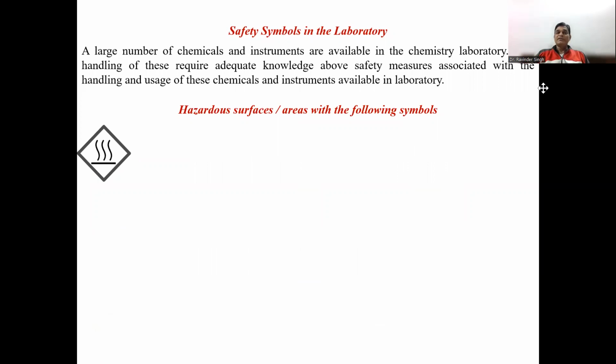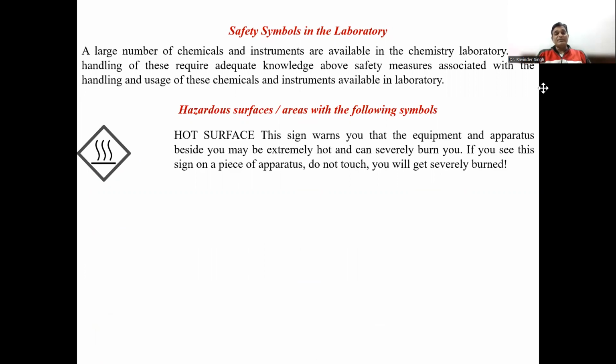Now there are some hazardous surface or area symbols. That symbol represents that the particular area or surface is hot. This sign warns you that equipment and apparatus beside you may be extremely hot and can severely burn you. If you see this sign on a piece of apparatus, don't touch it. You will get severely burnt.